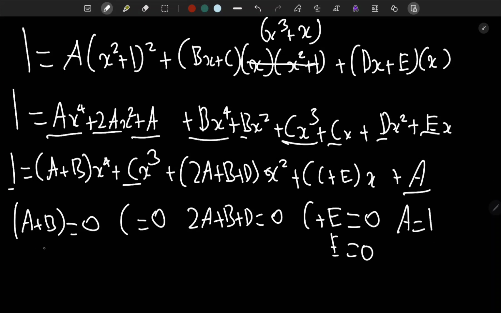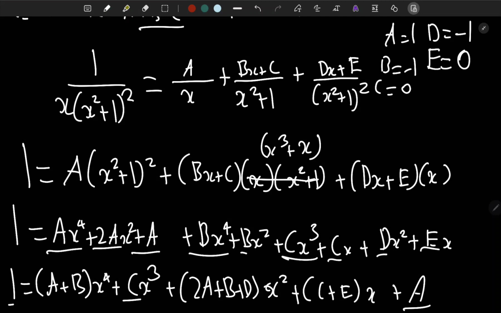If a is 1, then what should b be here? b is equal to -1. And we are left with d now. So we know a is 1, so 2 minus 1 plus d is equal to 0. D is going to be equal to -1. So here I'm going to substitute back into this equation. So it's 1 over x minus x plus 0. And for d it is minus x plus e, which is going to be 0. So this is the final answer.